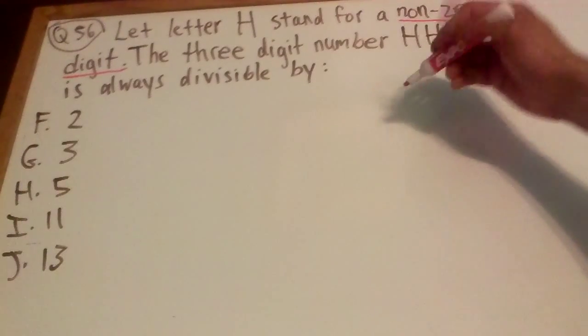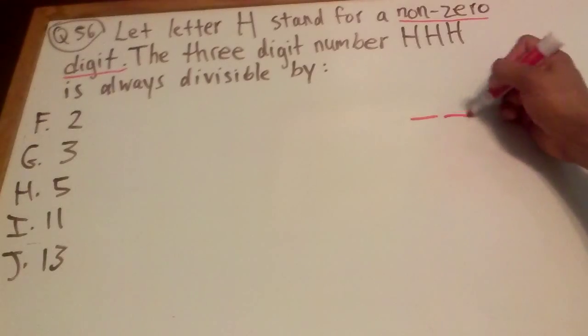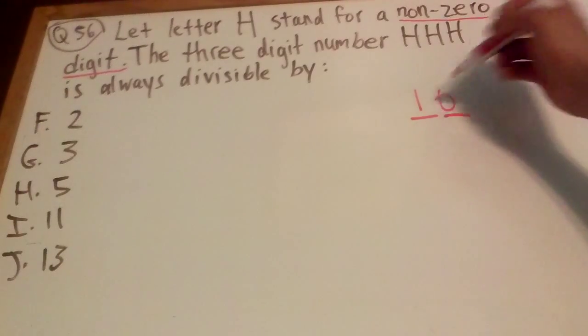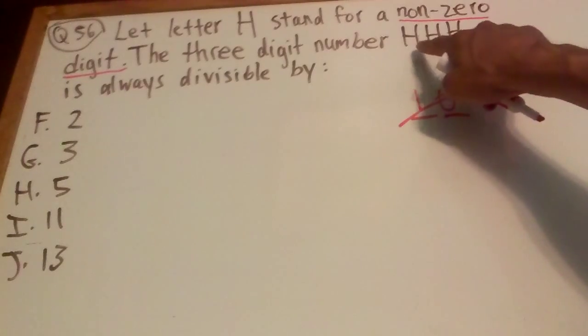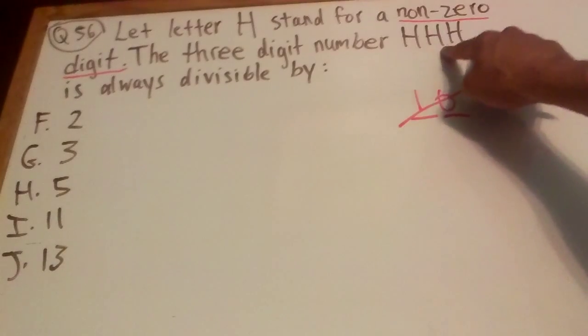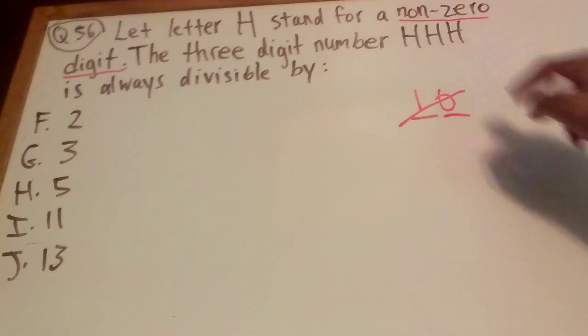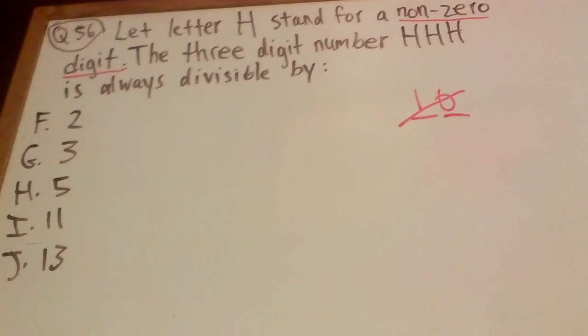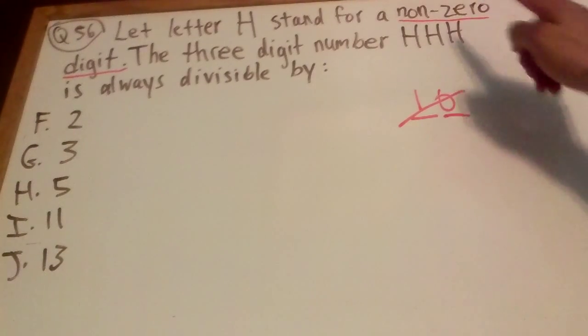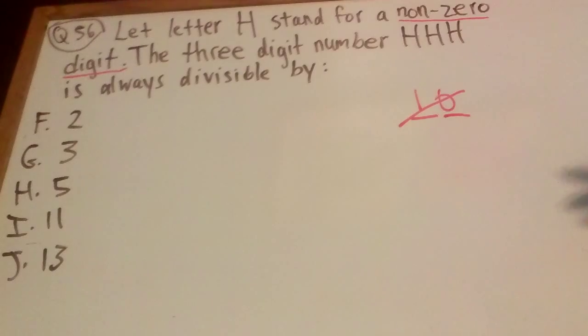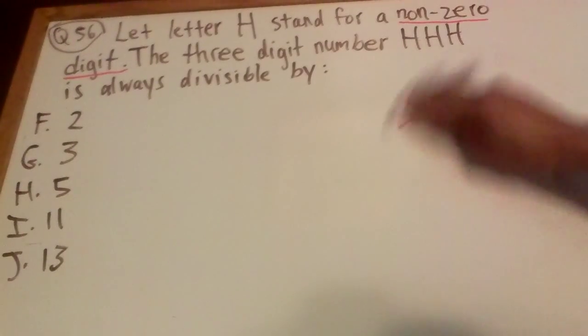H is just a single placeholder. 10 occupies 2 spaces, see? So 10 can't be a candidate. It has to be a number that occupies just 1 space, since that same digit is going to be appearing 3 times, side by side. Alright, so what candidates do we have? It can't be 0, because they say here specifically it has to be a non-zero number. So basically it can be any number from 1 through 9.